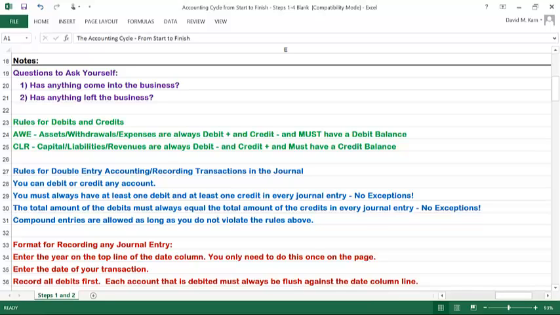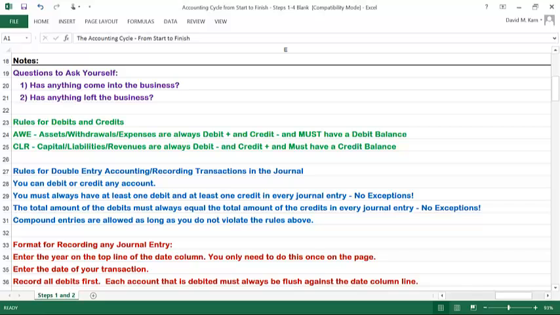Okay, so again, our rules for double entry accounting or recording transactions in a journal. We can debit or credit any account. You must always have at least one debit and at least one credit in every journal entry. And the total amount of the debits must always equal the total amount of the credits in every journal entry. Again, for those last 2 rules, no exceptions under any circumstance. And compound entries are allowed as long as you do not violate the rules above. And in this illustration, we will see, I believe, 2 compound entries.